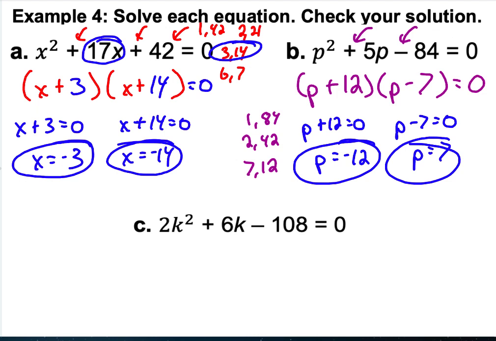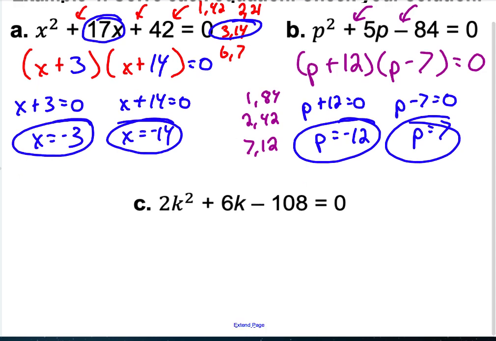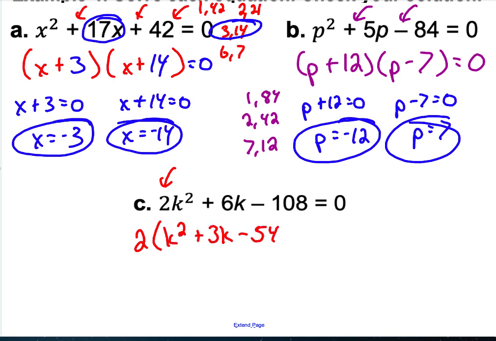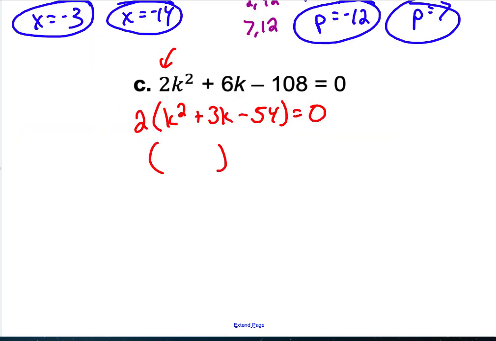All right, one last one and then it's going to be your turn. Notice this time I have a coefficient in front of x squared, so I'm going to try to get rid of that by factoring it out. So I can factor that out and get k squared plus 3k minus 54. Now I try to factor my polynomial. So I'm going to have a k and a k. I have a subtracting at the end, so I know they're going to have opposite signs.